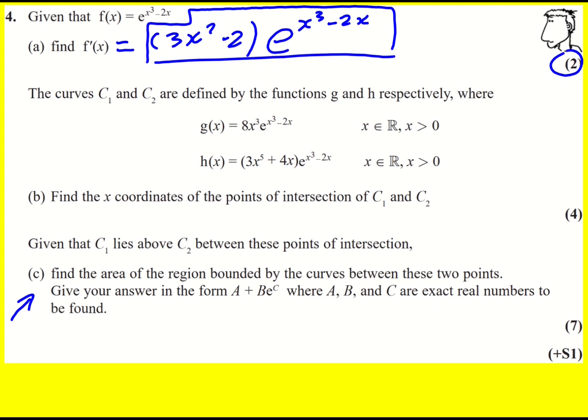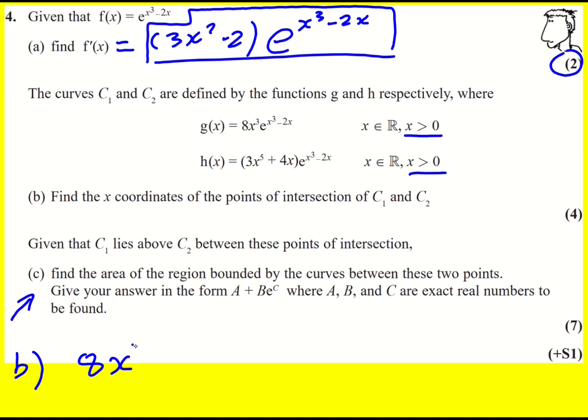Also, just pay attention to the fact that we've been asked to do that. It's quite possible that's going to be useful later on. Next up, we're given a couple of functions, g and h. Notice they're defined over all real numbers, but x is greater than 0. Find the x coordinates of the points of intersection. So that's going to be when the y values are equal.